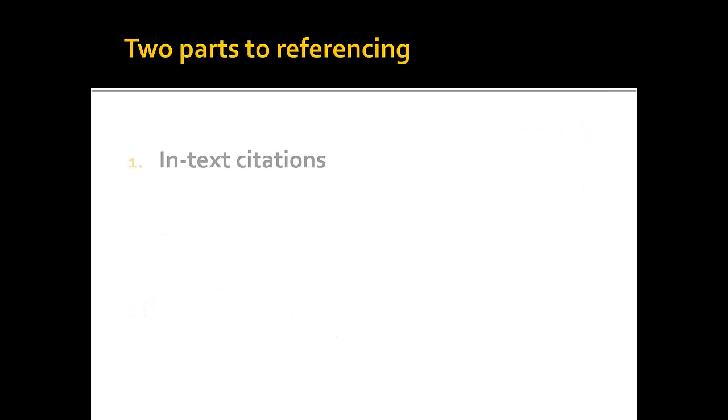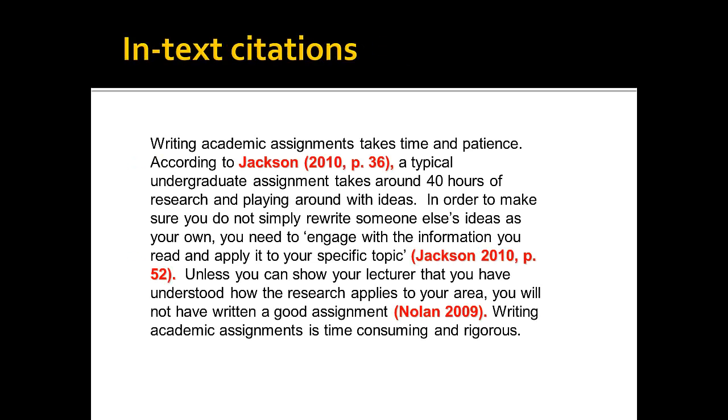Now there are two parts to referencing, as I mentioned in the introduction. There's the in-text citations and the list of references, and we're going to be looking at in-text citations here. So here's an example. So this is in the body of the assignment. We've got a paragraph here, and I've highlighted the in-text citations. So according to Jackson, 2010, page 36. There's another one there, Jackson, 2010, page 52. And then another one, Nolan, 2009.